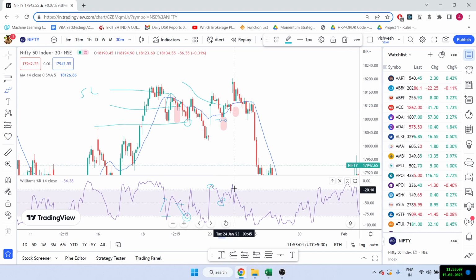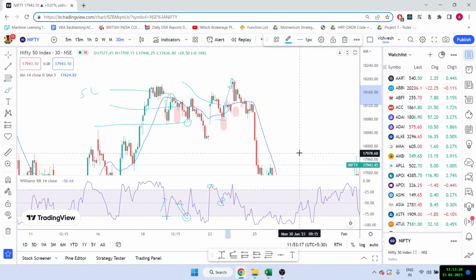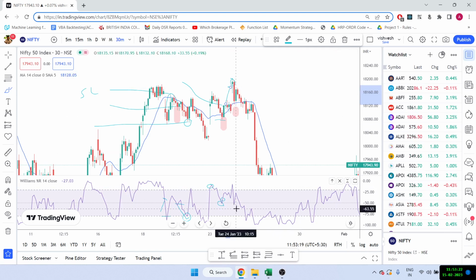And again, as soon as the Williams percentage R goes above -20, we will take an exit. And as you can see on the first candle, we got a profit of almost 1:2. Let's keep checking. We get another buying trade here.